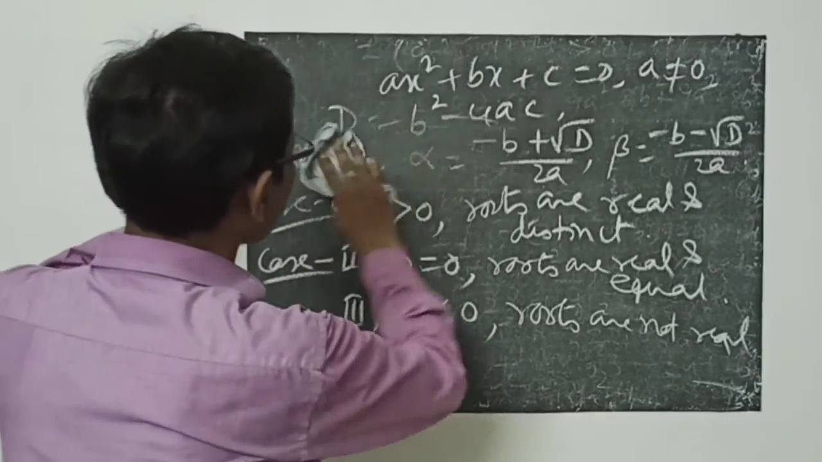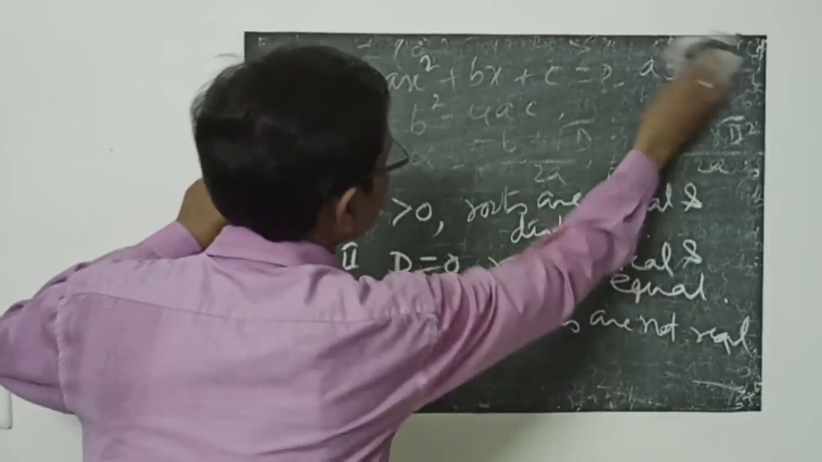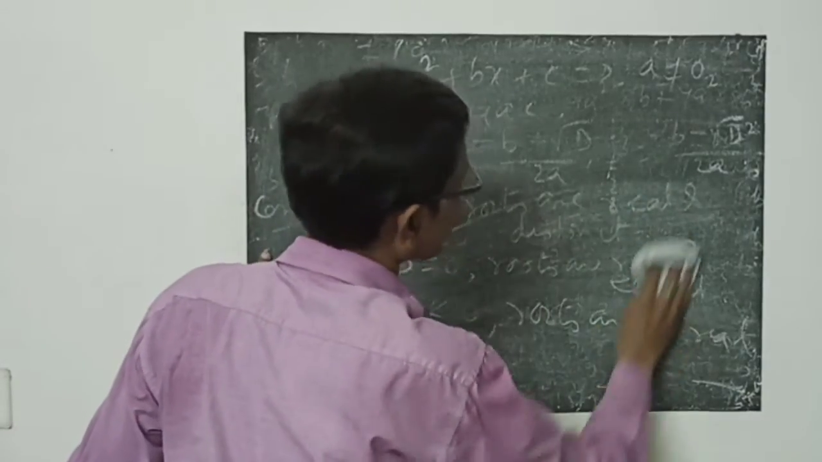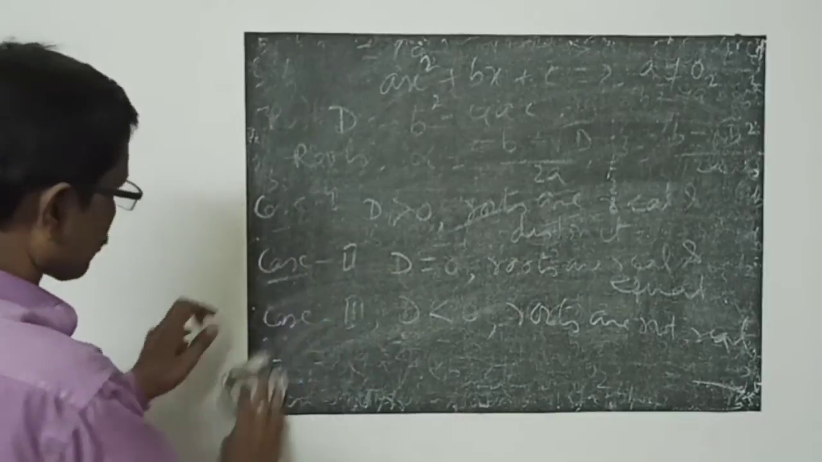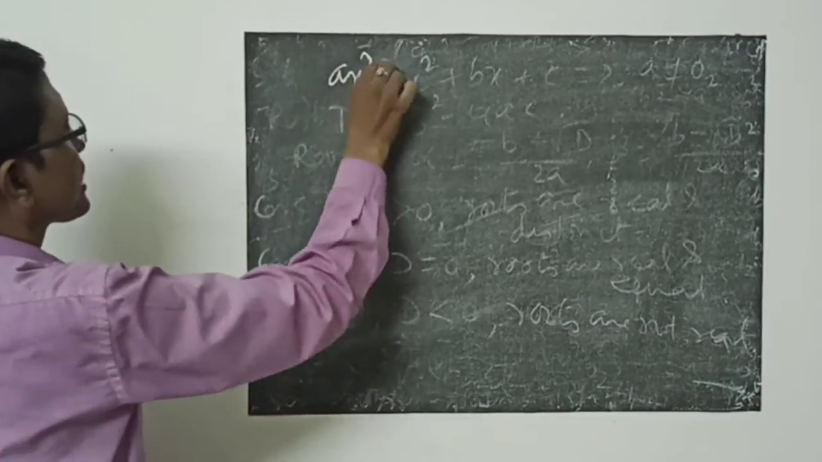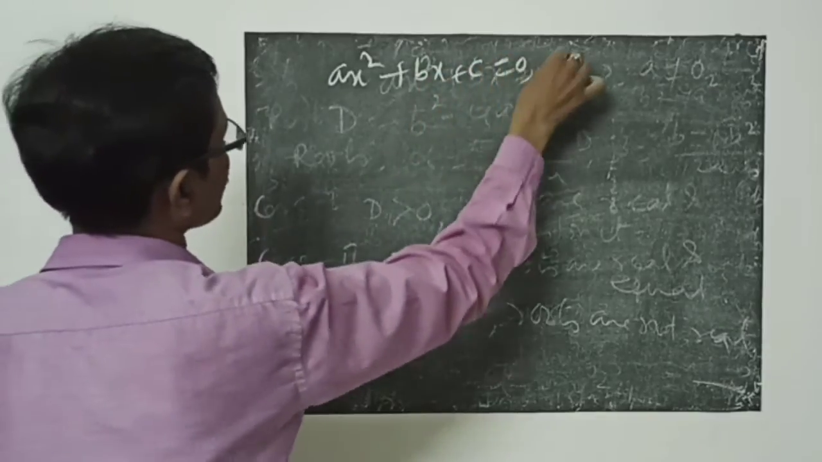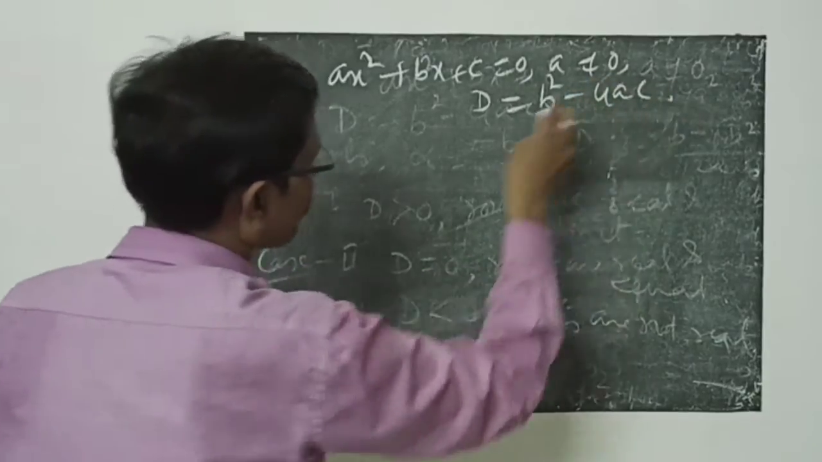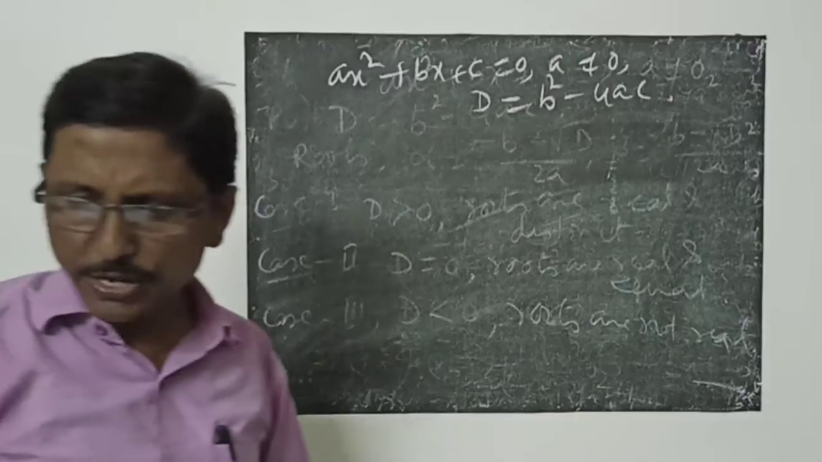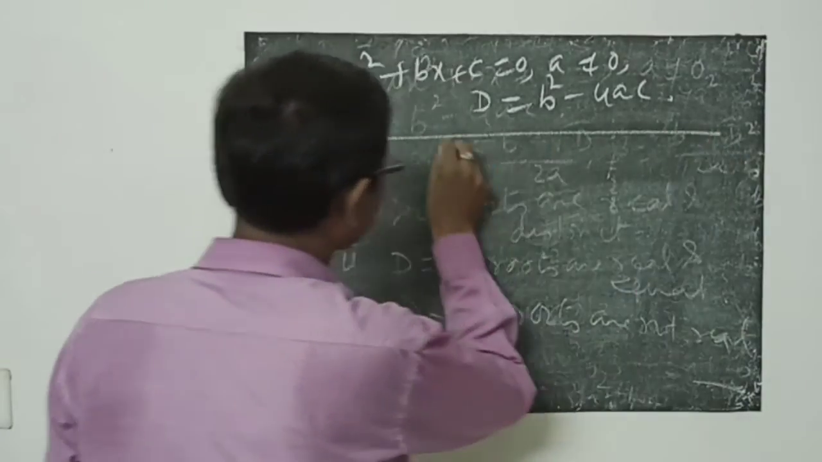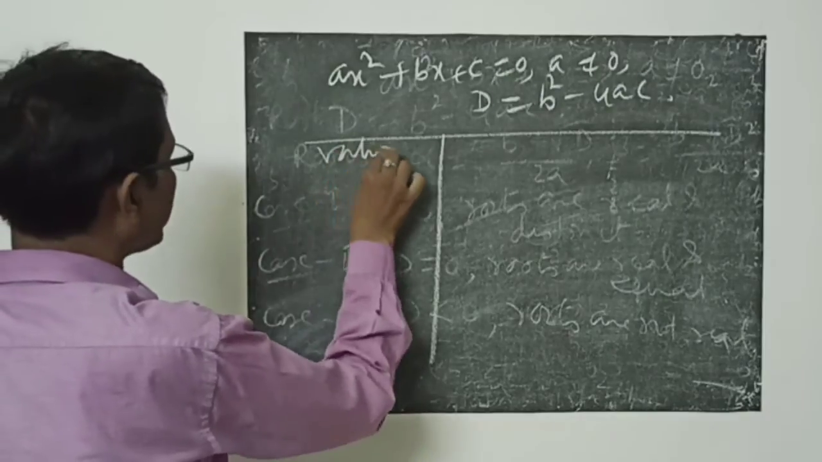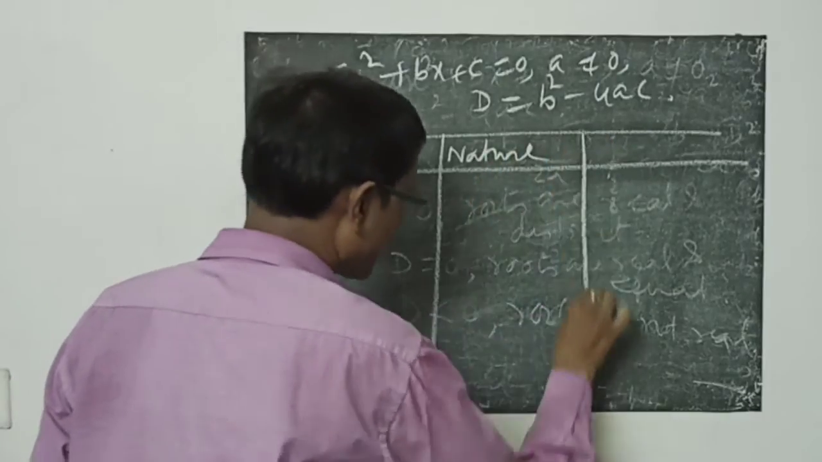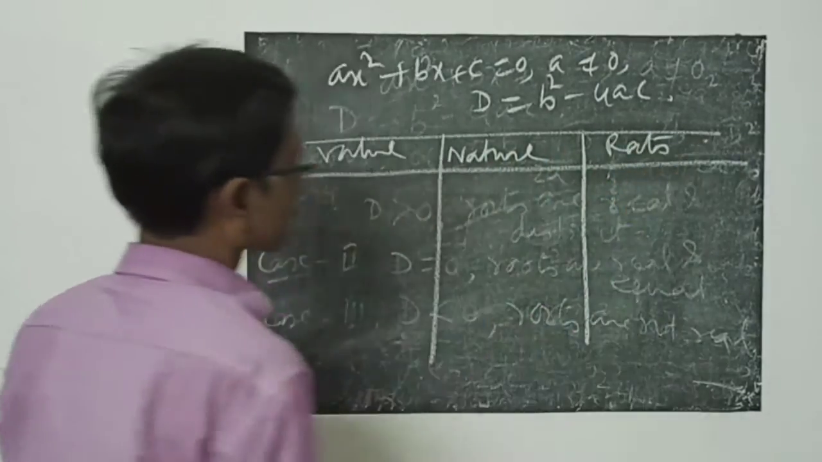Now we can see that in table form: the value of D, and from there what nature the roots will have. A simple table is good to remember. In the equation ax square plus bx plus c equal to 0, where a is not equal to 0, and D is b square minus 4ac, the roots depend on the value of D. So we make a table with the value of D, the nature of the roots, and then the roots themselves.